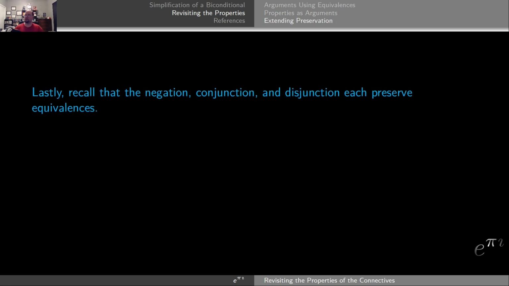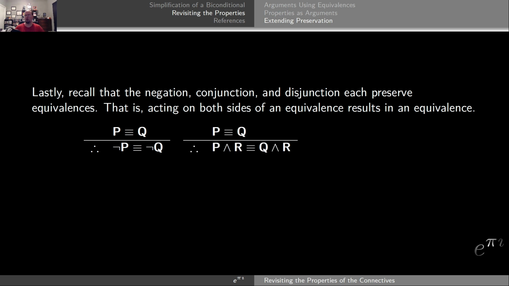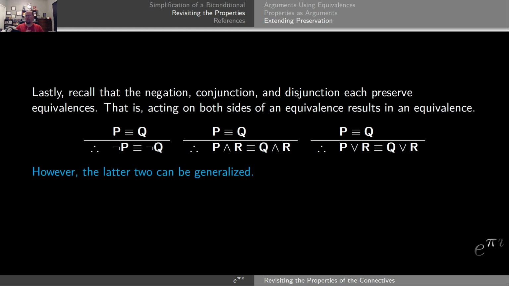Lastly, recall that the negation, conjunction, and disjunction each preserve equivalences. That is, acting on both sides of an equivalence results in an equivalence. For example, if you have P is equivalent to Q, then that tells me that negation P is equivalent to negation Q. If you have P is equivalent to Q, then that tells me that P conjunction with R is equivalent to Q conjunction with R. Likewise, if P is equivalent to Q, that tells me that P disjunction with R is equivalent to Q disjunction with R. However, the latter two can be generalized even further.